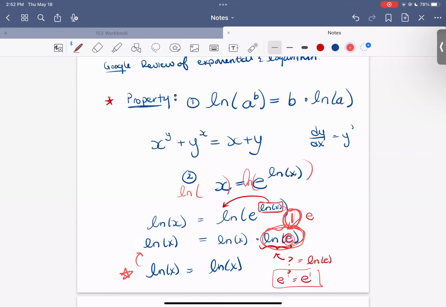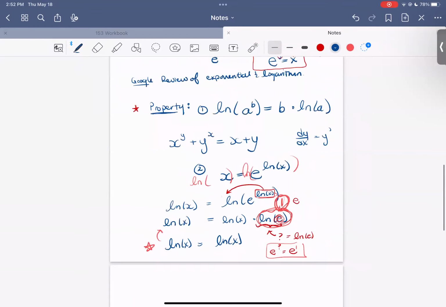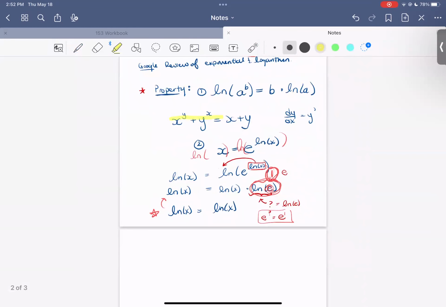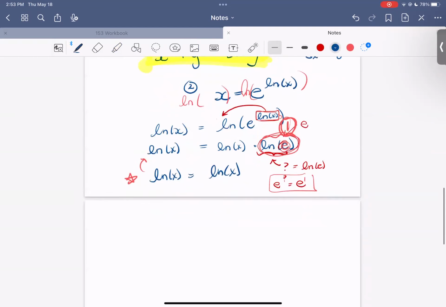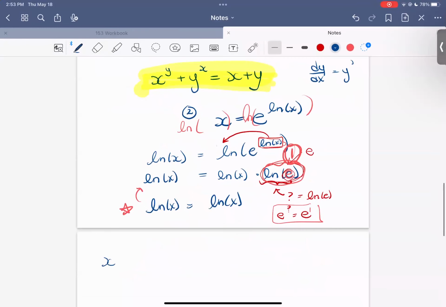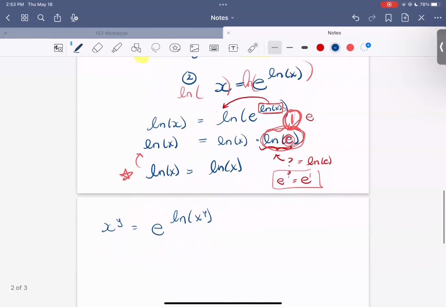Okay, why is that helpful? Well, let's look back at this question that we were dealing with in our homework problem. So what that means is I can rewrite x to the y as e to the ln of x to the y. And now notice that exponent, I can pull that y out of the ln, so that becomes e to the y times ln of x.